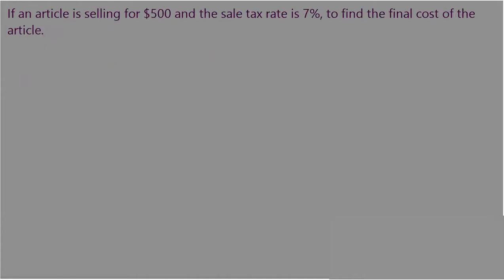This example states that an article is selling for $500 and the sale tax rate is 7%, and we want to find the final cost of the article. 7% is simply 7 over 100. Because we want to find the final cost of the article, the word of means multiply. So we want to multiply 7 over 100 by $500. If you work that out, you would notice that $35 was added to the $500 as tax, for the final price to become $535.